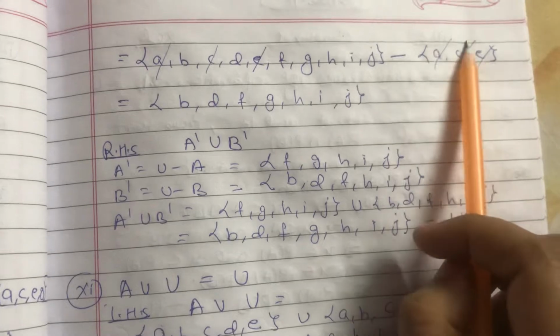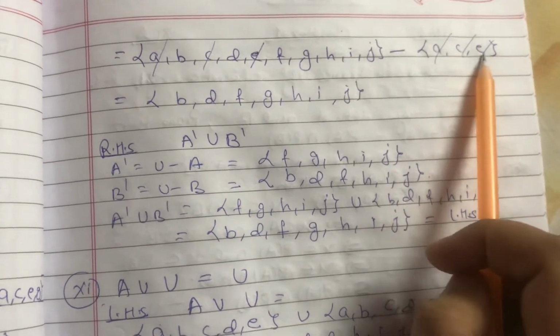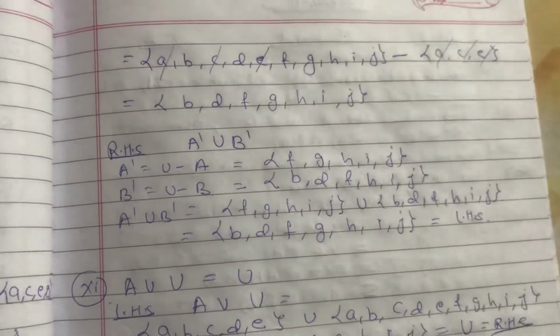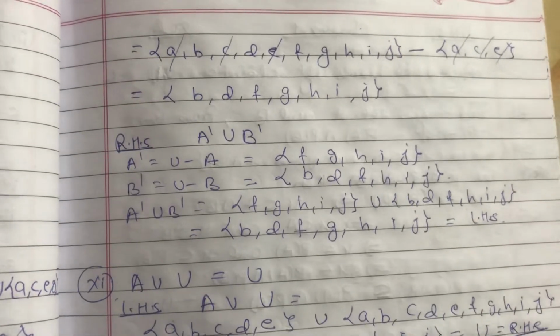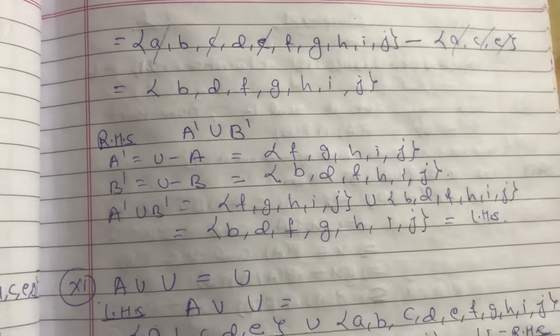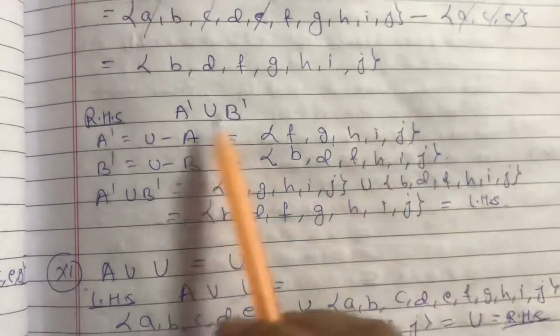This is the value of A intersection B, because already we have found it. So again and again I'm not going to write this. I'll simply write the value of A intersection B. So if I subtract it, I'll get this.